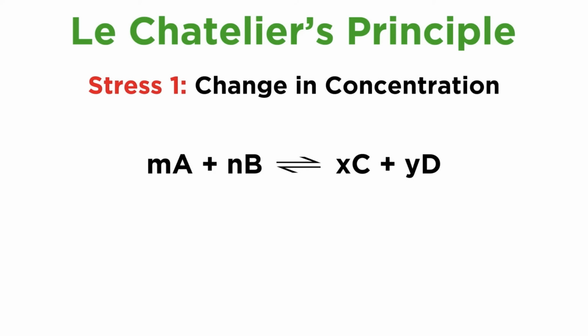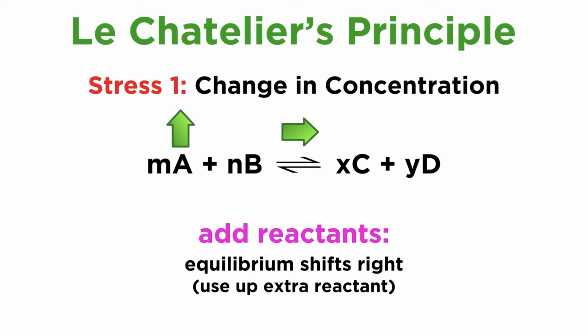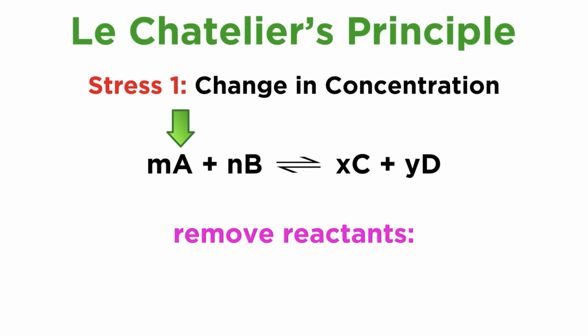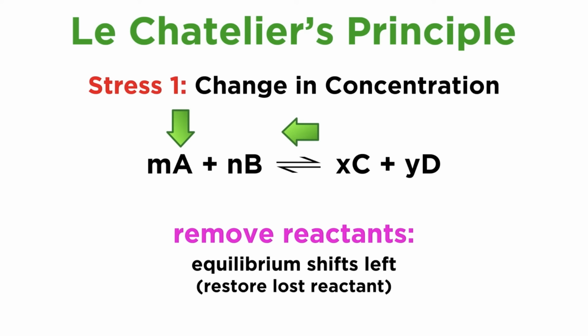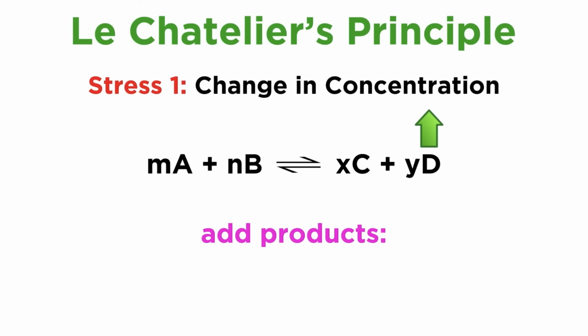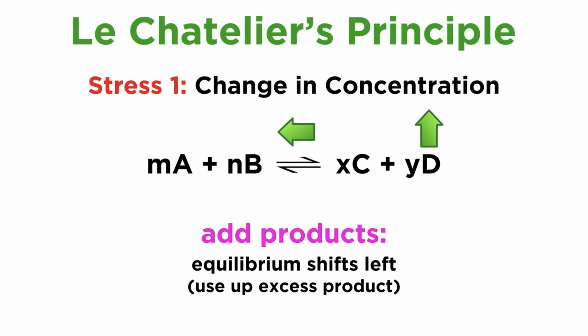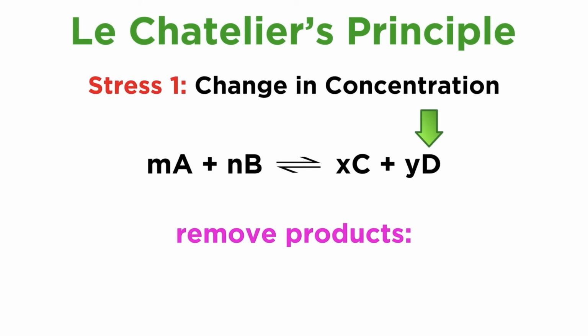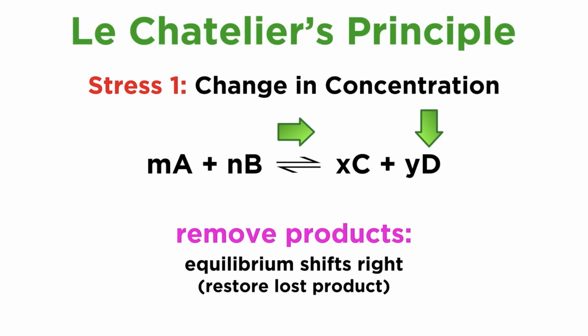If there is balance, that balance will be thrown off if we add or remove some amount of one of the substances involved. Let's say we add more reactant. The way that the system can restore balance is by shifting right to use up some of the extra reactant. If we remove reactant, the system will shift left to make more of it. Likewise, if we add more product, the system will shift left to get rid of some of it, and if we remove product, the system will shift right to regenerate some of what was lost.